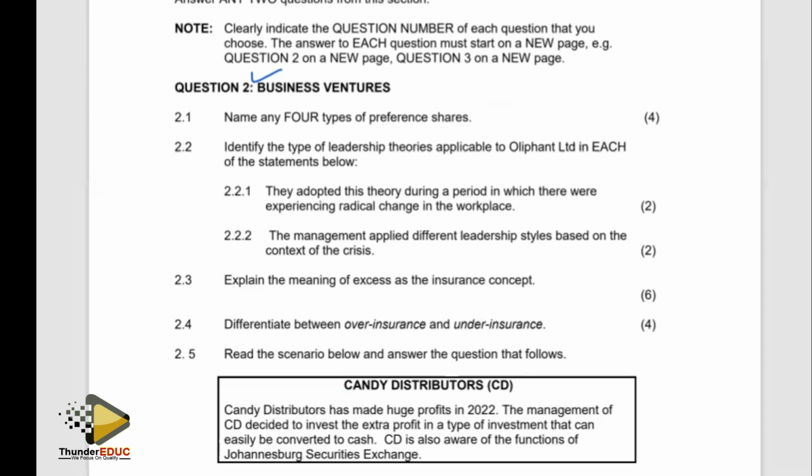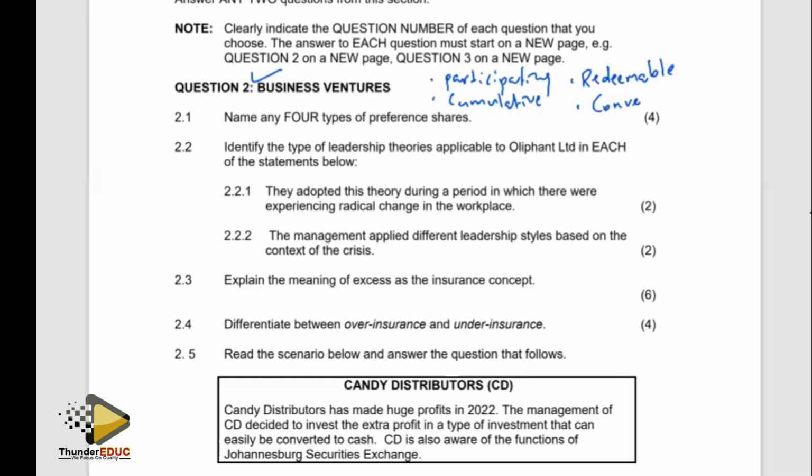types of preference shareholding. So now we're saying that we have participating preference shares holding, and then also we have cumulative preference shareholding, and also we have redeemable preference shareholding. And lastly, we also have what you call convertible.